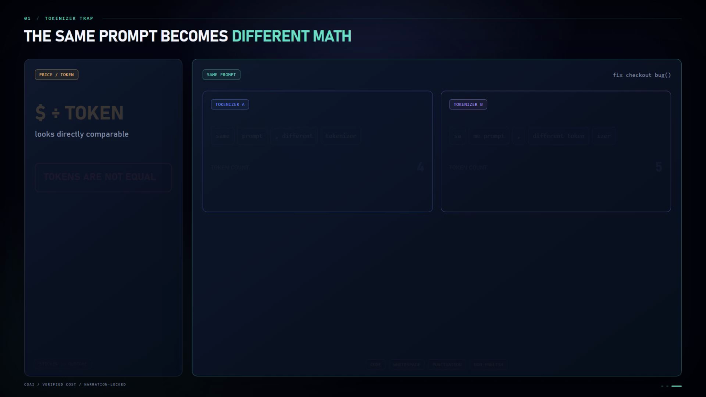Most people compare AI model pricing the wrong way. They look at the price per token and think they understand the cost. But tokens are not equal across models. That is the tokenizer trap.